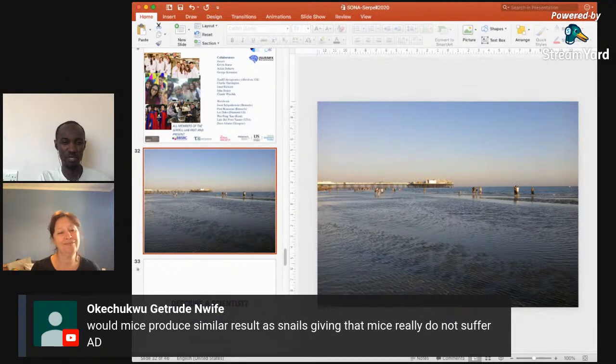Chiku said, would mice produce similar results as snails, given that mice really do not suffer AD? Yes, that's a good question. Mice don't suffer AD, nor do snails. We're always looking for a good animal model. Lots of people have also used fruit flies, Drosophila. Again, they don't suffer from Alzheimer's disease. Understanding this disease is really complicated. We can't actually study human beings in a molecular and cellular way, so we do have to use model animals, and we have to always consider that those are not going to perfectly recapitulate a human being, but they can give us some important and useful information to go on.